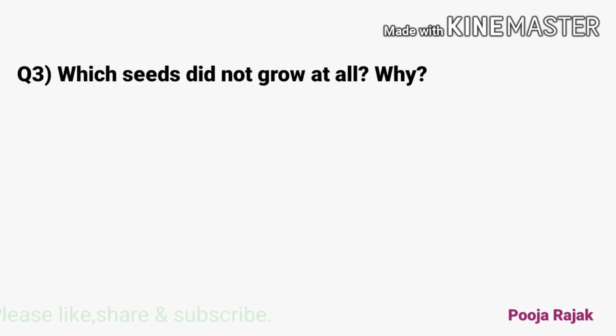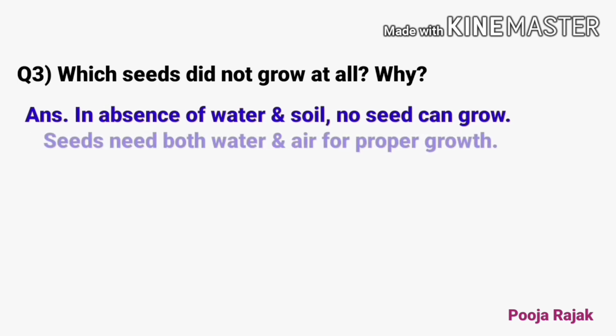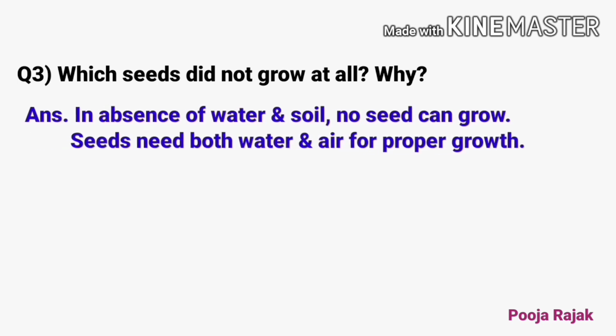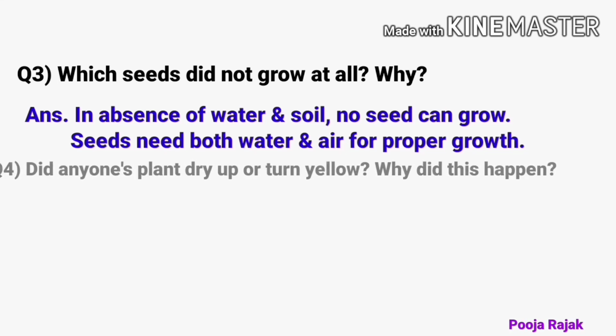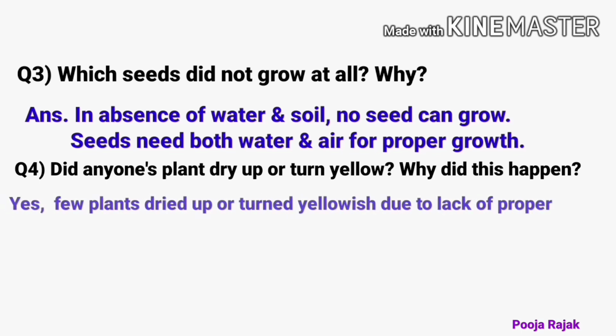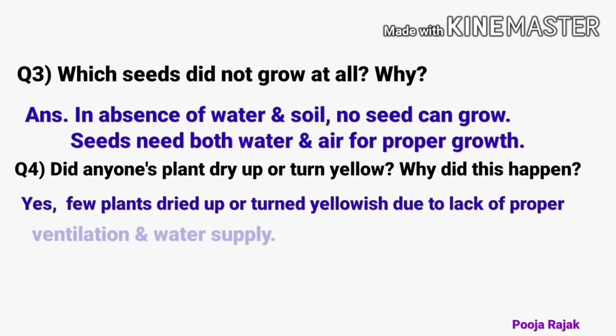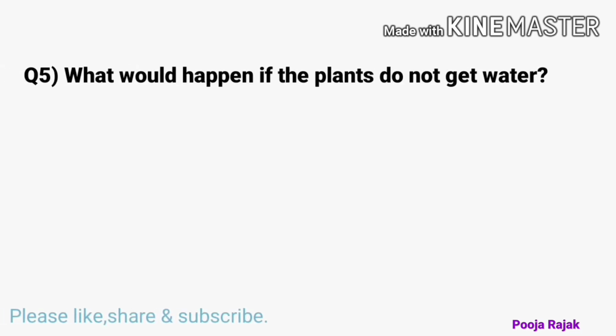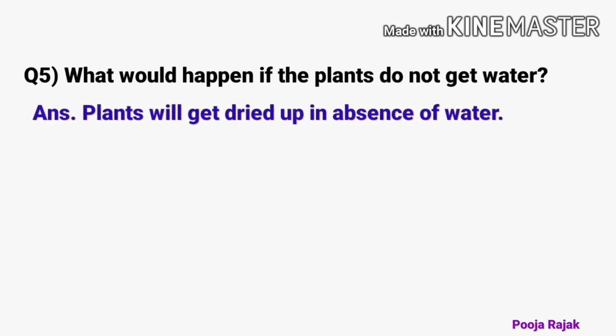Which seeds did not grow at all and why? So the answer is, in absence of water and soil, no seed can grow. Seeds need both water and air for proper growth. Did anyone's plant dry up or turn yellow? Why did this happen? Yes, few plants dried up or turned yellowish due to lack of proper ventilation and water supply. Let's move on to the next question. What would happen if the plants do not get water? See, plants will get dried up in absence of water.